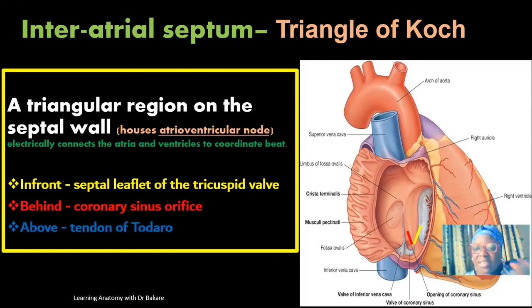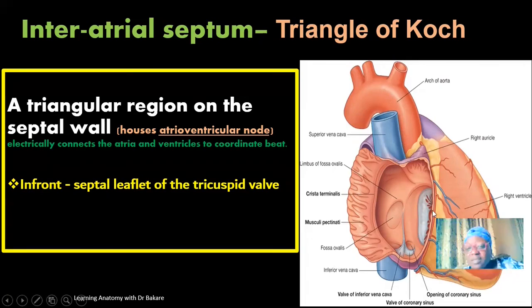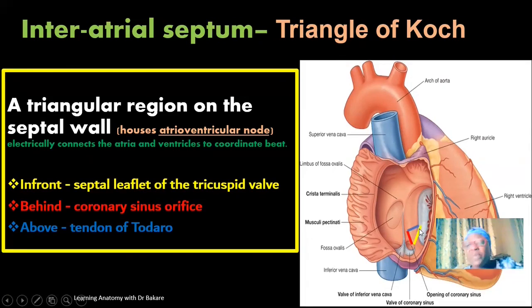Then superiorly or above, we have the tendon of Todaro. This is the tendon of Todaro, in this region highlighted in blue. So these three structures form the borders of the triangular space that is called the triangle of Koch. And within this triangle is where we have the atrioventricular node. So you see the atrioventricular node housed in this space. And we know that the atrioventricular node helps in the coordination of heartbeats.